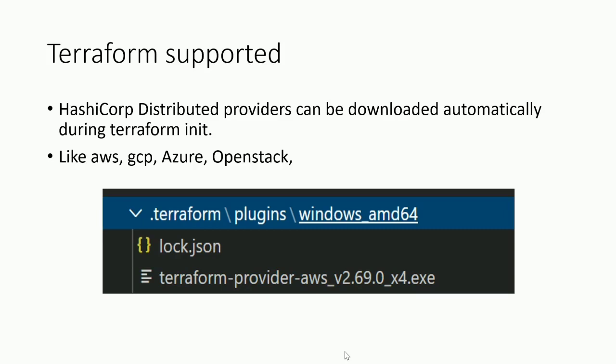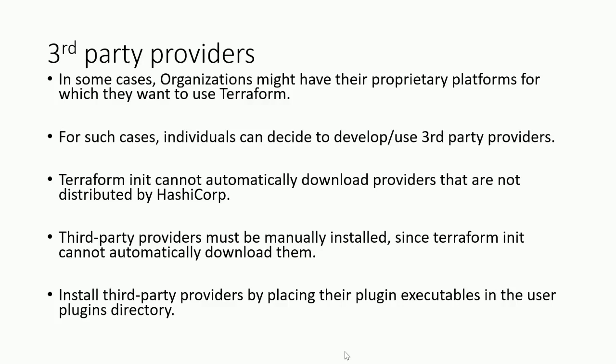For example, in our case, we have chosen infrastructure provider as AWS. If you mention provider as AWS, whenever you run the Terraform init, Terraform will automatically download that provider. So no need to do anything. Coming to third party providers, you have to define the plugins manually. Terraform will not download them at the time of Terraform init if you are using third party providers.